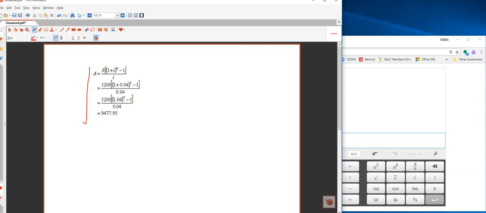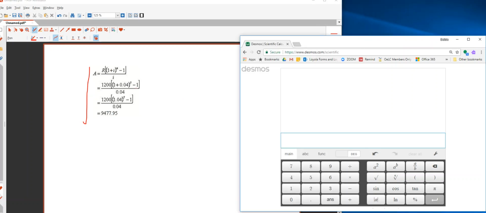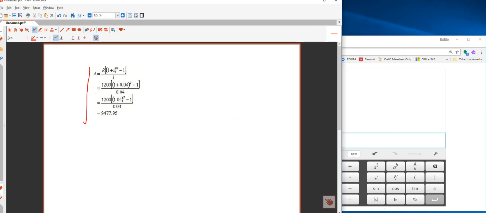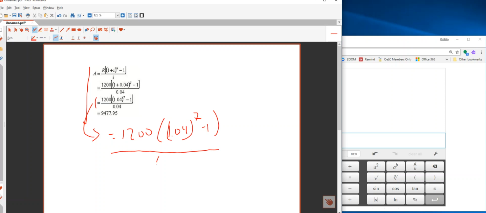Hi, Chris here. I just want to look at this equation and work out how to use the graphing calculator, or any scientific calculator, to make that work. I'm going to start from here, and I think I'll break it down a little bit. So we've got equals 1200 times 1.04 to the 7 minus 1, all over 0.04. If we want to break it into pieces, we can definitely do that. We need to do it inside those brackets.